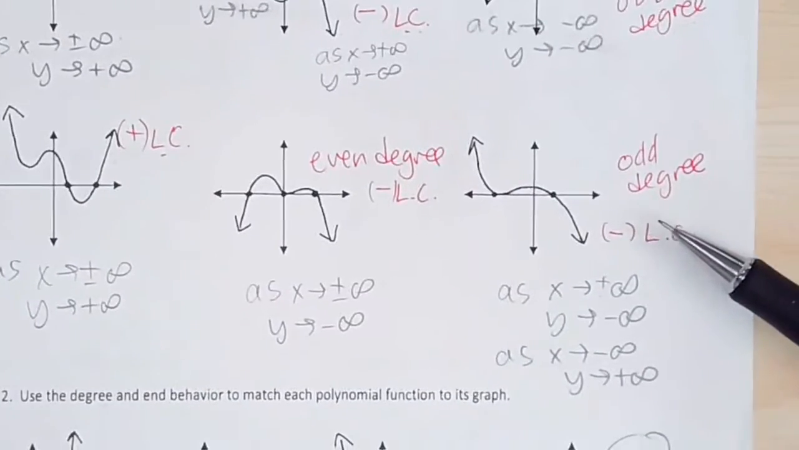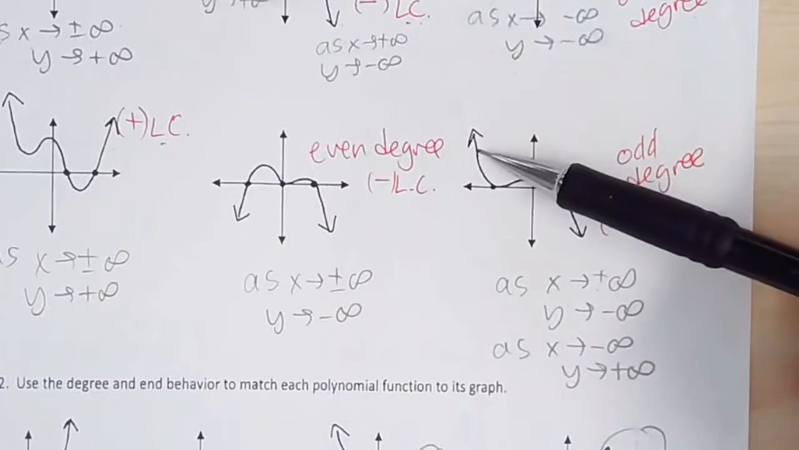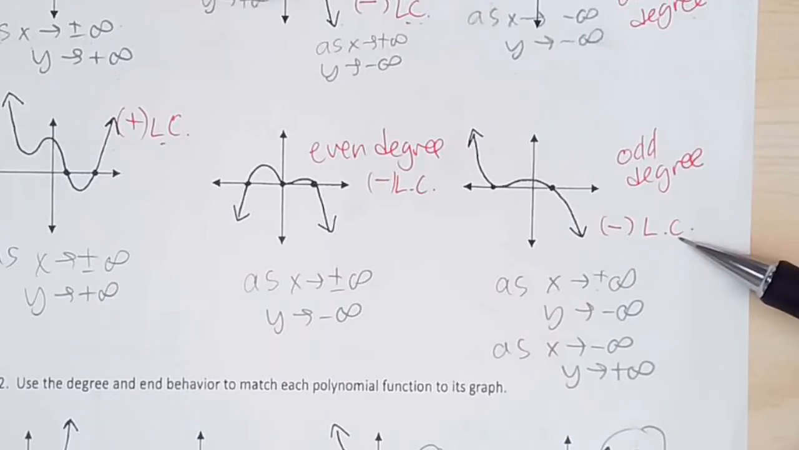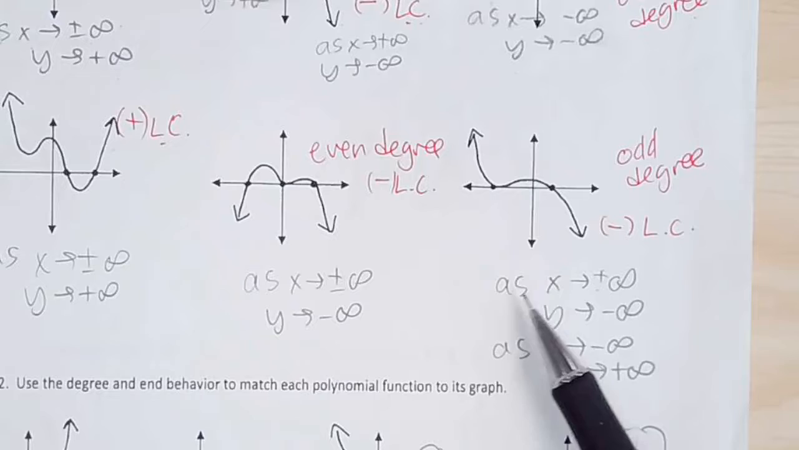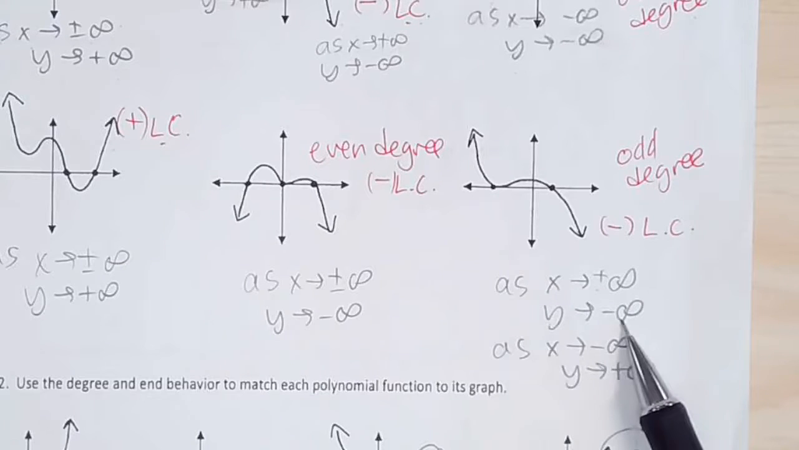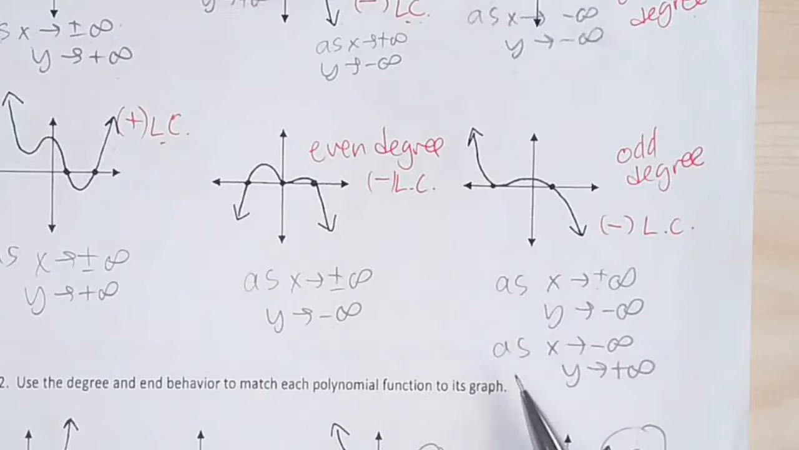Last graph is an odd degree. It goes up on the left, down on the right. It's a negative leading coefficient because it's down on the right. On the right side, as x goes to positive infinity, y goes to negative infinity. That means on the right it goes down. On the left, as x goes to negative infinity, y goes to positive infinity. That means it's going up on the left.